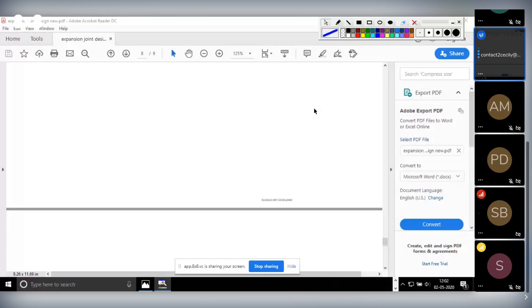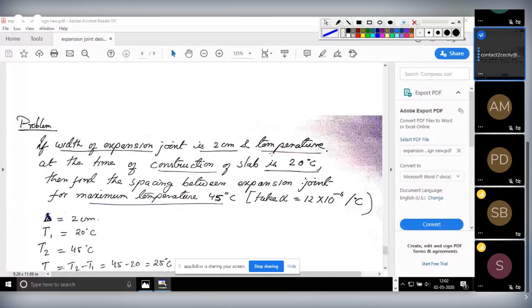If the width of the expansion joint is 2 centimeter, and the temperature at the time of construction of the slab during casting is 20 degrees centigrade, then find the spacing between expansion joints, that means L_E, for a maximum temperature of 45 degrees centigrade. Take alpha as 12 into 10 to the minus 6.